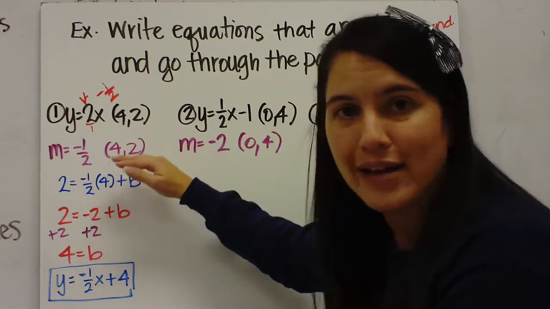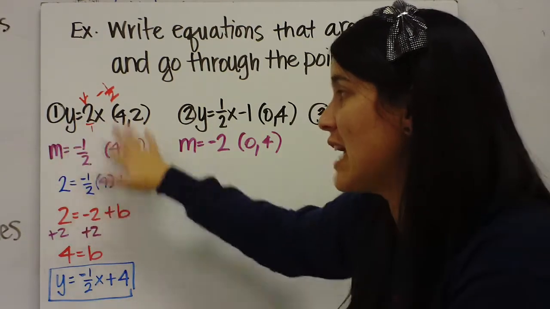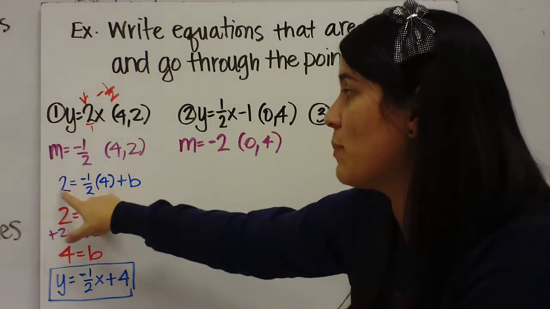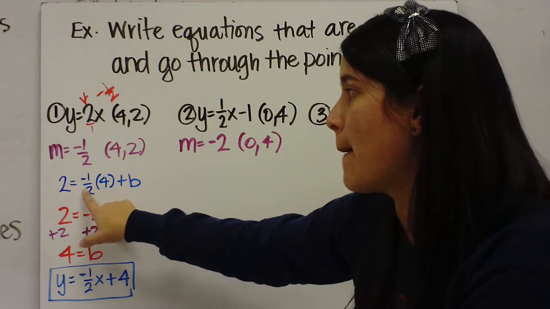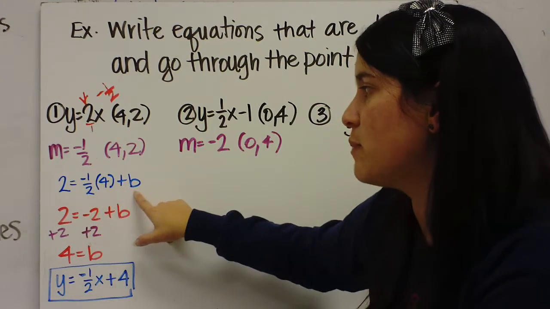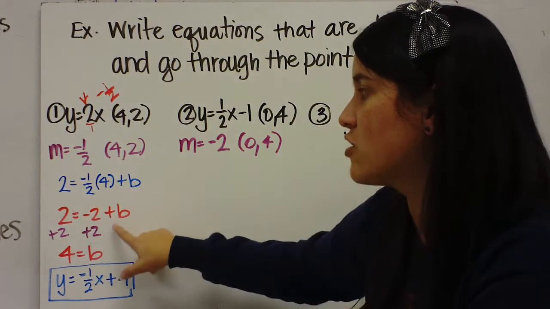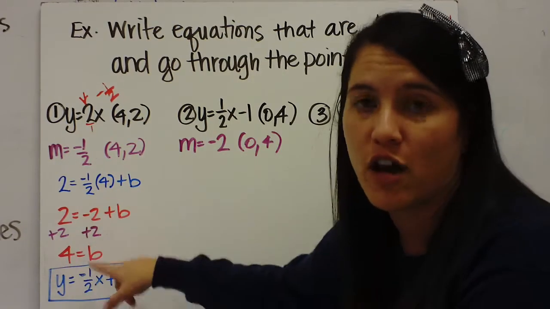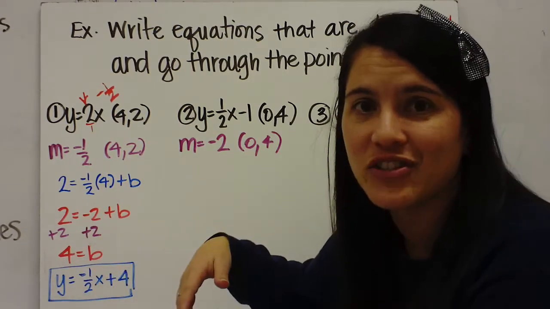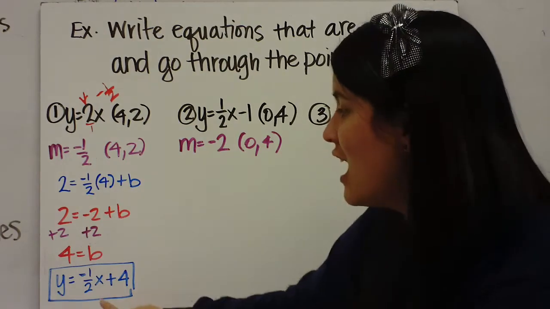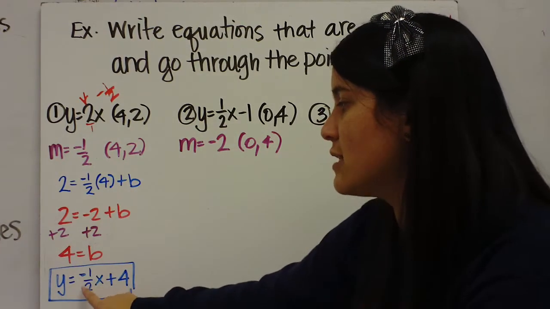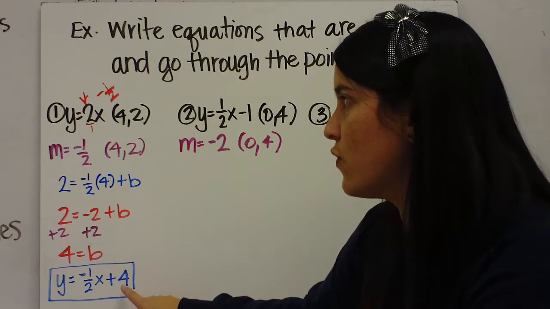At this point, we're back to what we were doing before. You can see I need to solve for b. I do not have my y-intercept. So I plug it into y equals mx plus b. I solve for b, and I get b equals 4. If you're not sure how to do that, then go back and watch the writing linear equations video. Once I get b, then I can plug it into my equation. Y equals -1/2 x plus 4.